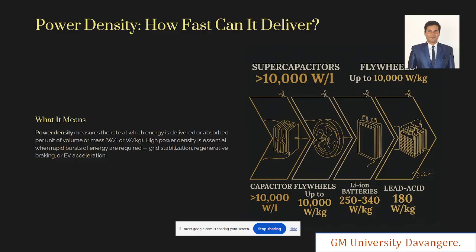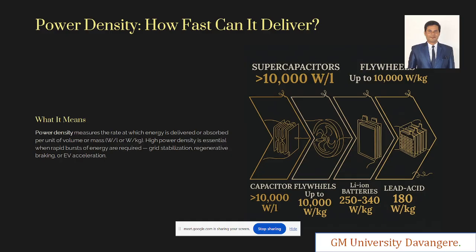As I gave the example in the last class, we have talked about the ultra capacitors, right, which are mainly used for electric vehicles, right. It will charge faster and it will discharge very quickly. So the power is going to be discharged quickly and the power is going to be absorbed very quickly. So that's why these ultra capacitors or super capacitors are used in most of the electric vehicles, right? So the power density measures the rate at which the energy is going to be delivered or absorbed in terms of per unit volume or mass, right?